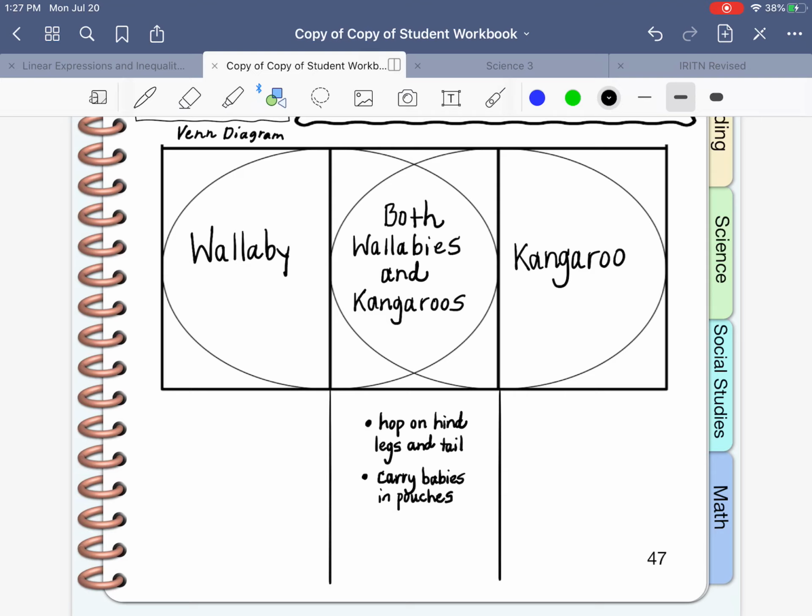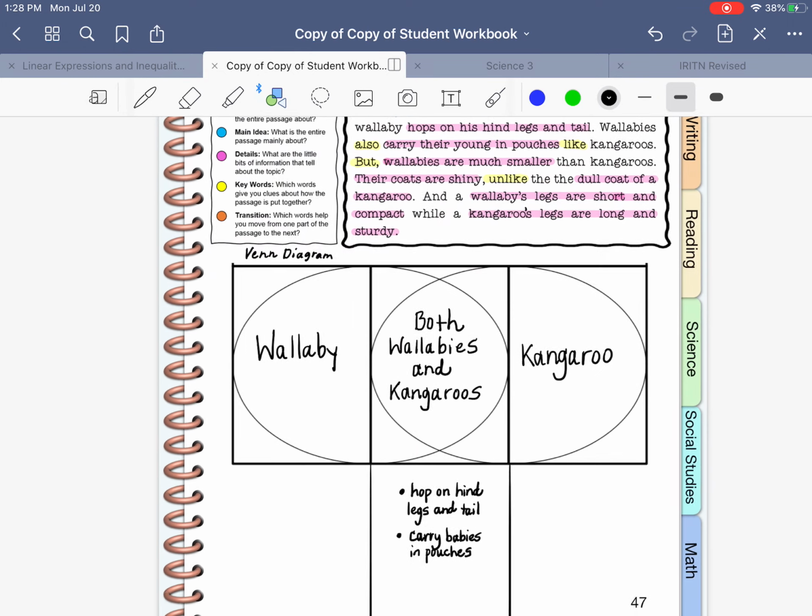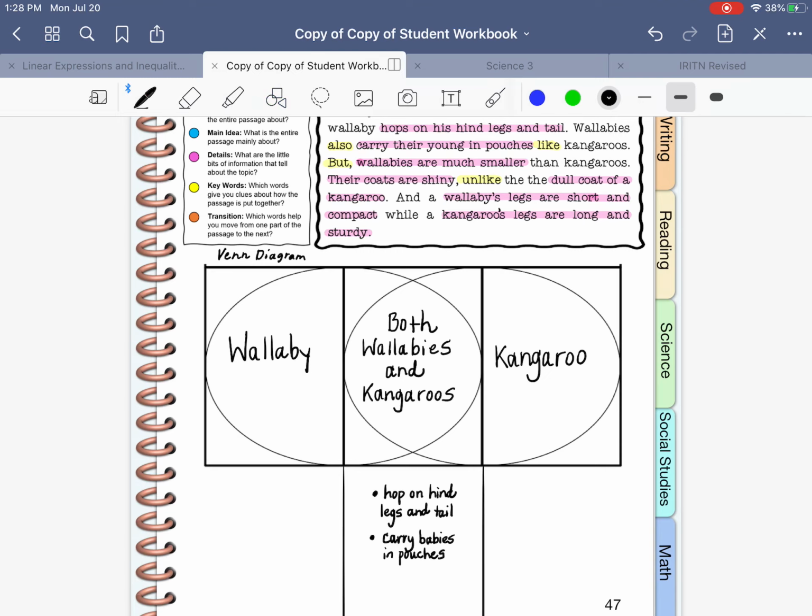Now, to contrast, we need to look at how they are not alike, how they're different. So let's tackle the wallaby first. Wallabies are much smaller. So you could look at an animal and make a guess about whether it's a wallaby or a kangaroo. Wallabies have shiny coats. Wallabies have short, compact legs.